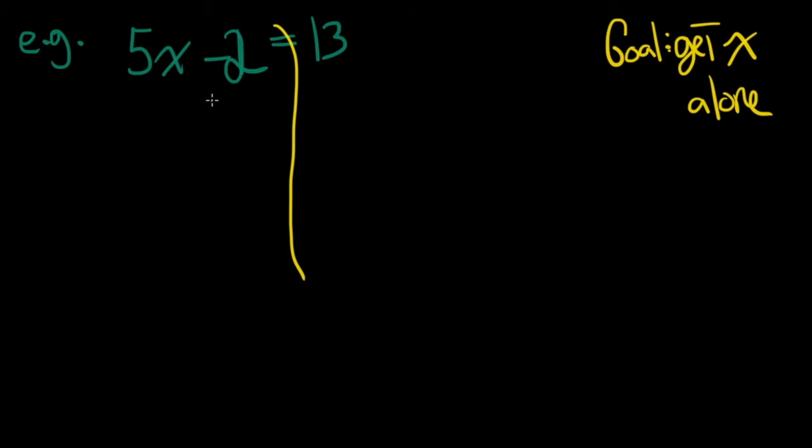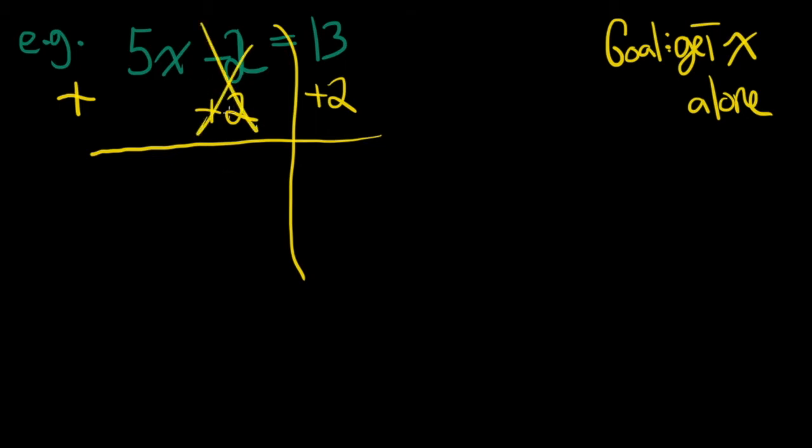And let's just go and add 2 to both sides, because if we do that, that is going to get rid of that negative 2. Remember, we're always adding here. So this is negative 2 plus a positive 2, and that's just going to wipe it out, right? That just wipes it out. And I'm left with 5x is equal to 15.